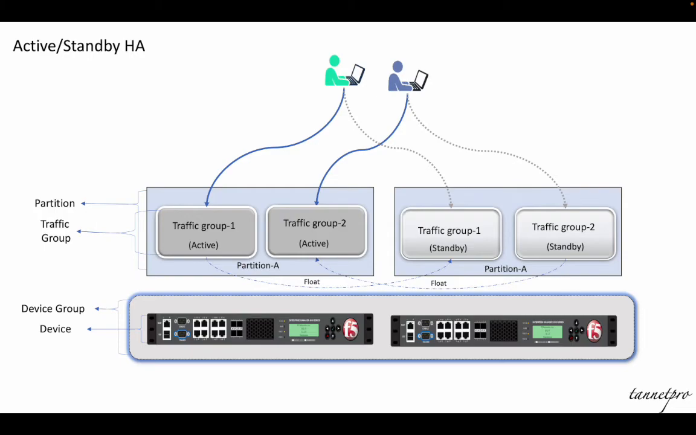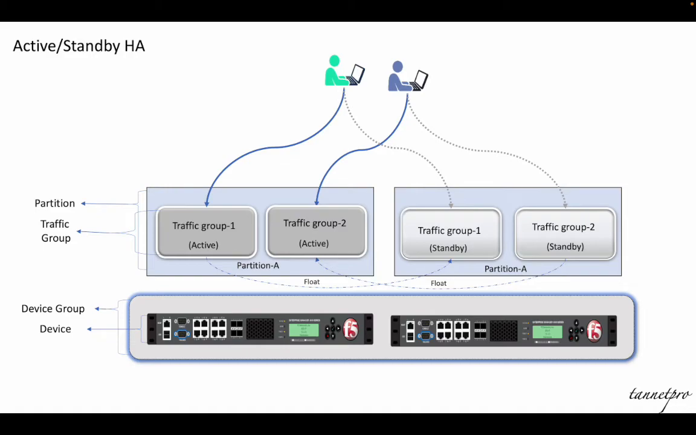On top of the devices there is definitely a partition, and on top of the partition you need to create a traffic group. The traffic group is responsible for flowing the traffic. Traffic group 1 and 2 you have to configure as active standby. This is the active standby mode deployment I have explained here.